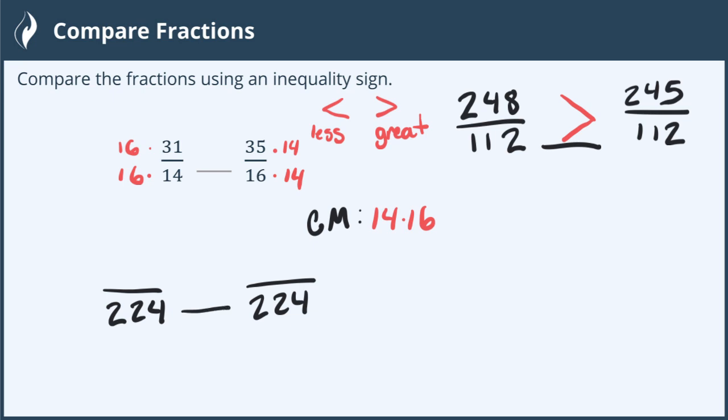Also giving us the equivalent fractions so that we can compare the numerators. 16 times 31 is 496. 14 times 35 is 490. And since 496 is larger than 490, we still use the greater than sign.